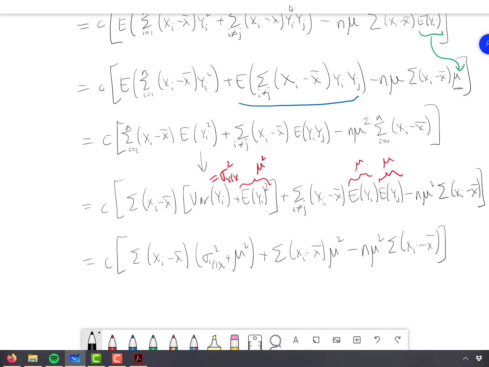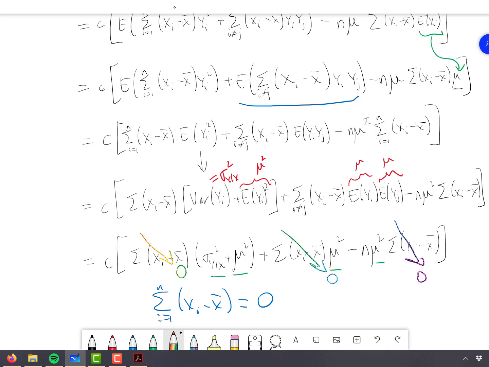So at this point, it seems like we might still be a pretty far ways off from our end goal. But fortunately, we can go back to that fact that we know the sums of our xi minus x bars will be equal to 0 when it's over i equals 1 to n. And so what we can note here now is that because everything has been put in terms of known entities like mu or sigma squared y given x, all we have left are constants in our equation. So this goes to 0, this goes to 0, and this goes to 0 as well. Or in other words, we have our constant c times 0 plus 0 plus 0.